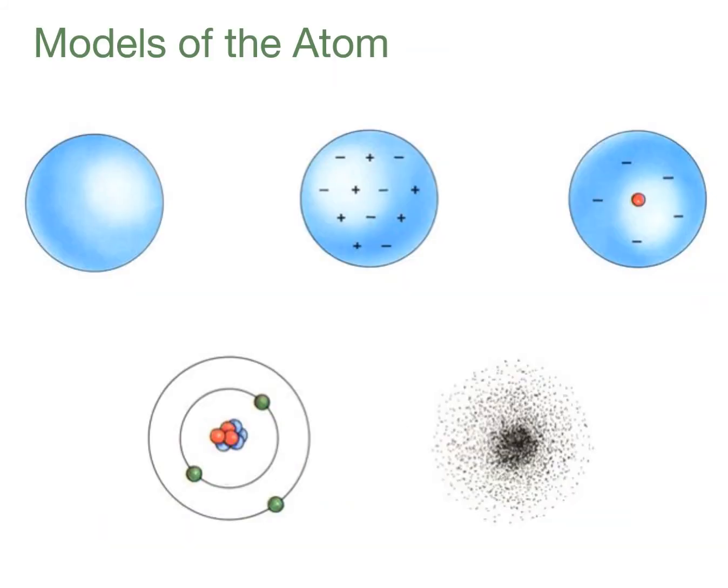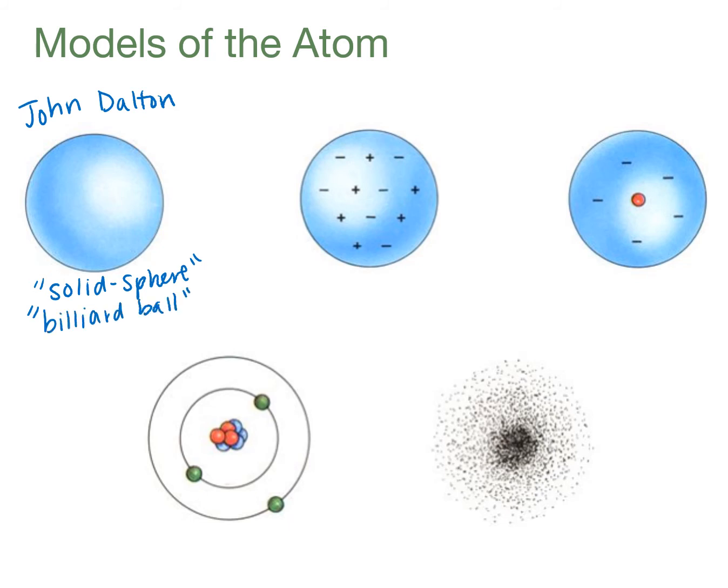Now that we've learned a little more about the discovery of the subatomic particles, we're going to look at how those particles are depicted in the different models of the atom over time. The first model of the atom was proposed by a man named John Dalton, and it is often referred to as the solid sphere model, or the billiard ball model.